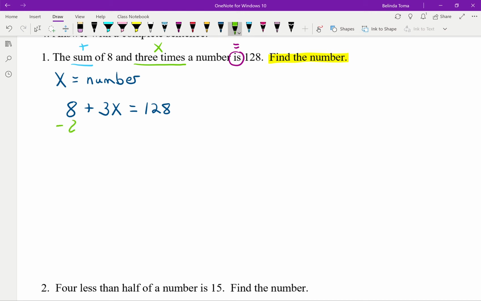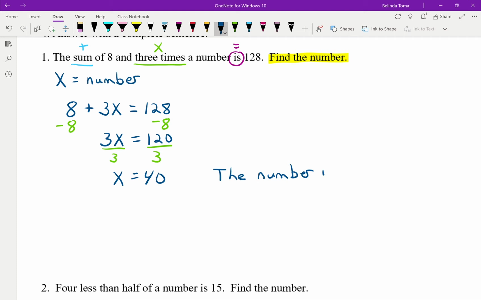And now I solve using my inverse operations that we've been working on. So I subtract 8. I then undo the multiplication by dividing by 3. And I have that x is equal to 40. So again, all they were asking for is the number. So answering in a complete sentence, I would simply say the number is 40. So that's a nice, straightforward problem to get started with.